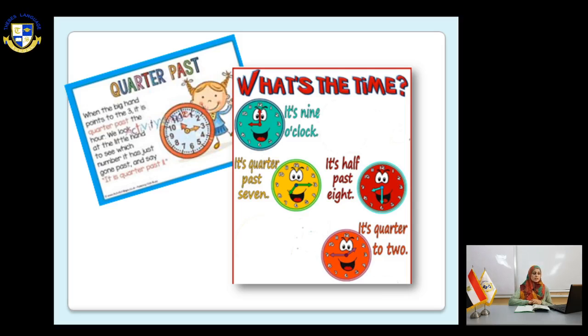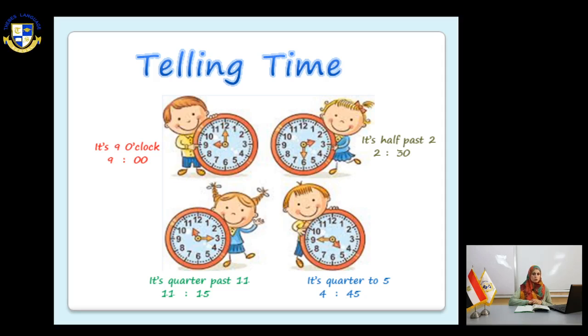The next one is telling time. We have 4 clocks. Let's start with the first one. The short arm is on 9. The long arm is on 12. So it's 9 o'clock and can be written in digital as 9:00. The girl next to him: the short arm is pointing between 2 and 3, and the long arm is on 6. So it's half past 2. In digital, it's 2:30.